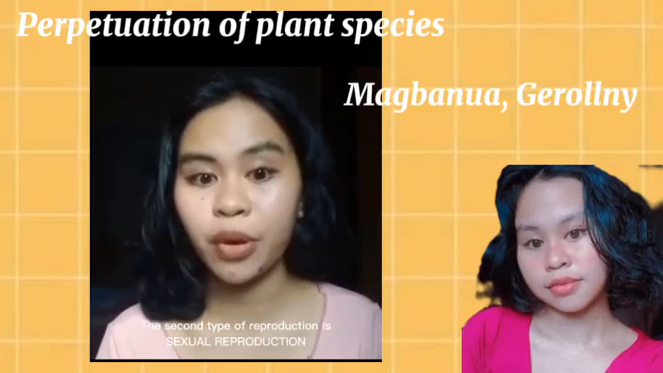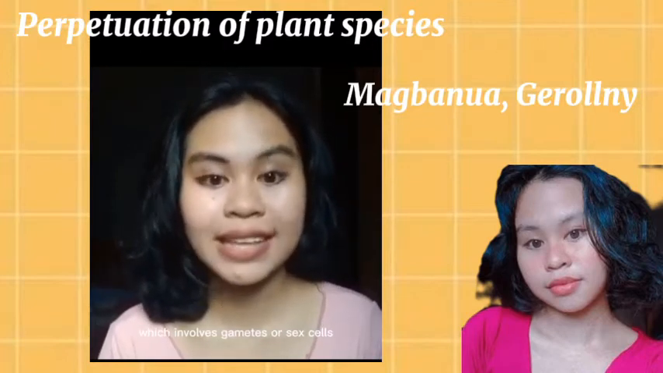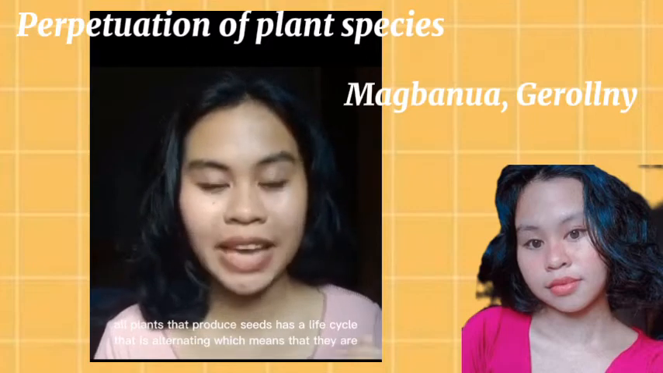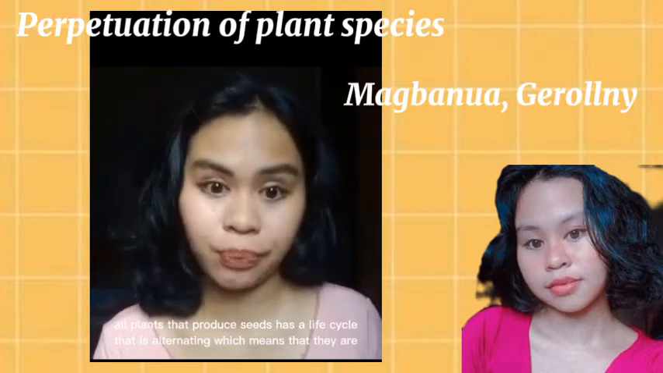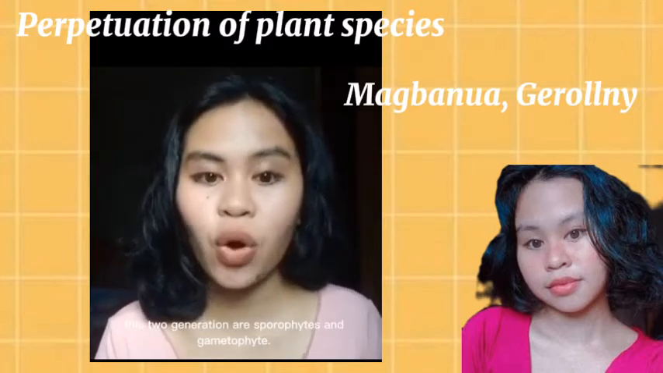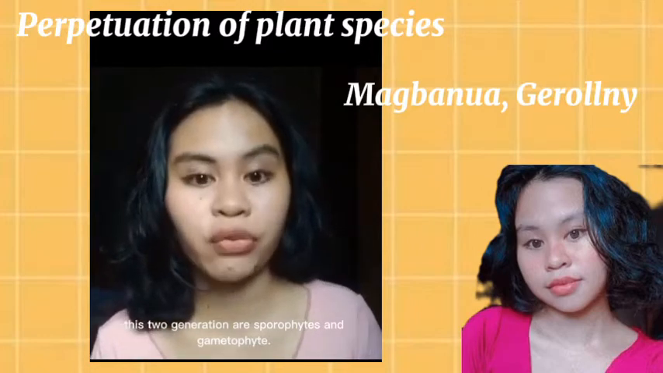The second type of reproduction is sexual reproduction, which means it involves gametes or sex cells. All plants that produce seeds have a life cycle that is alternating, which means they have heteromorphic generations. And these two alternating generations are called the gametophyte generation and the sporophyte generation.